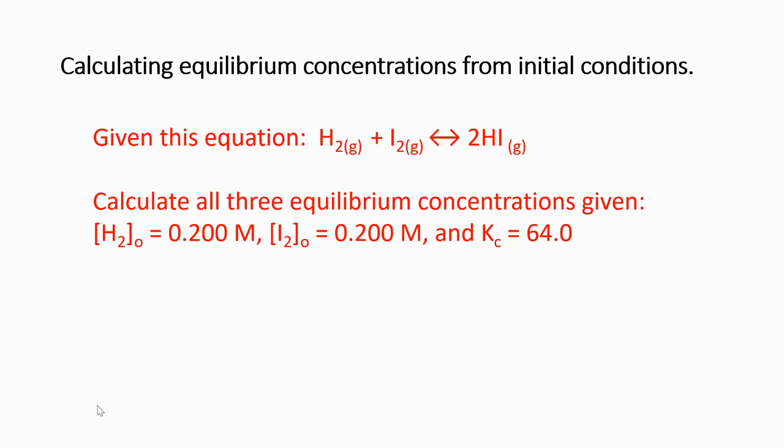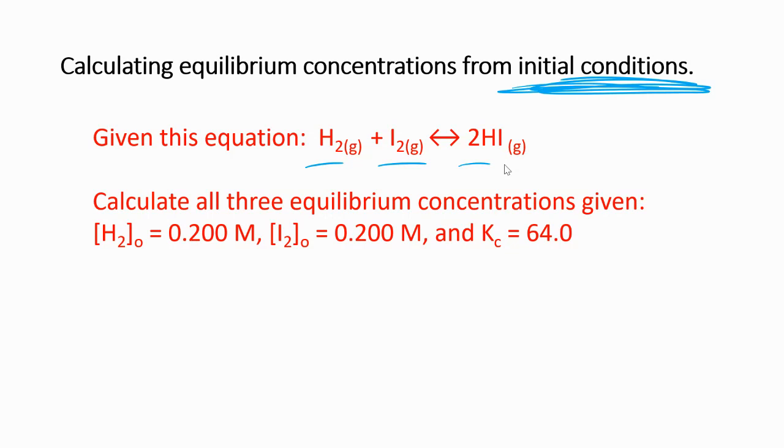Okay, guys, we got the easy stuff out of the way. Now it gets a little bit tougher. We're going to be calculating equilibrium concentrations again, but this time not from an initial condition where we're at equilibrium. We're going to start off with initial conditions that are not at equilibrium, and we're being asked to calculate the equilibrium concentrations for all three of the species in this particular reaction.